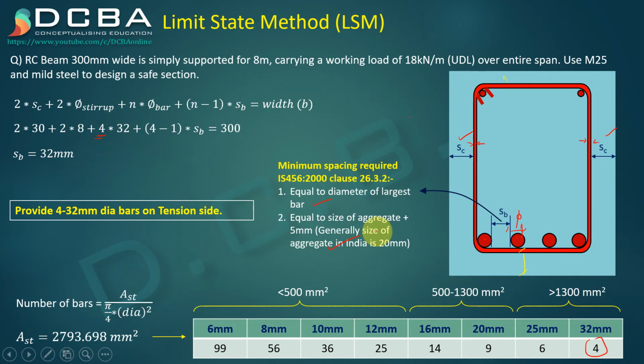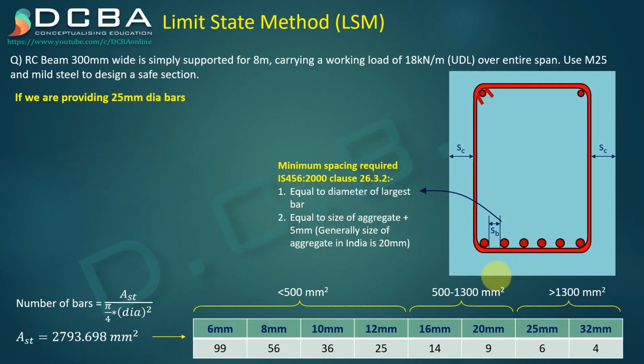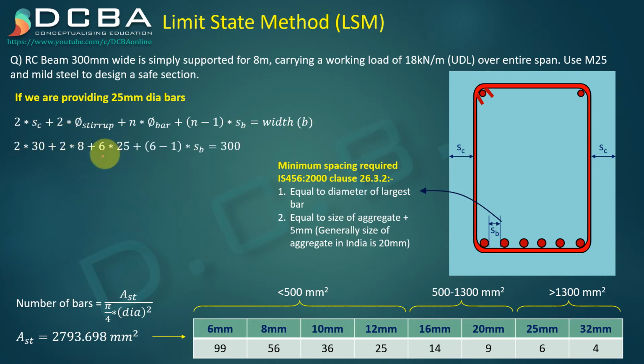And we will also study what happens if 6 bars do not fit. Like if we are providing 25 mm dia bars, how many bars are there? 1, 2, 3, 4, 5, 6. Let us check what this SB comes out to be. So 2 into SC, this formula, 2 into 30 plus 2 into 8 plus 6 into 25 plus 6 minus 1 into SB, that is equal to the width. SB comes out to be 14.8 mm. So it is clearly evident from this that we cannot provide 25 mm dia bars in one layer. Okay, these 6 bars cannot be provided in one layer.